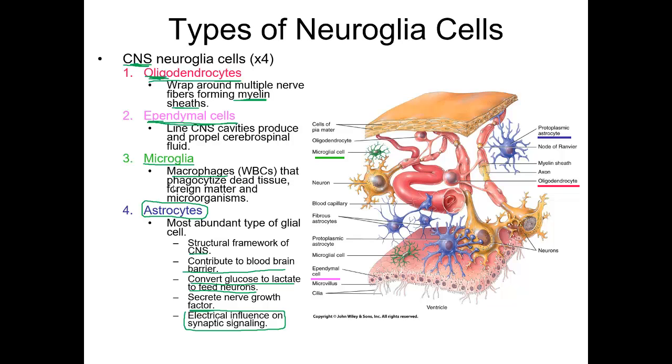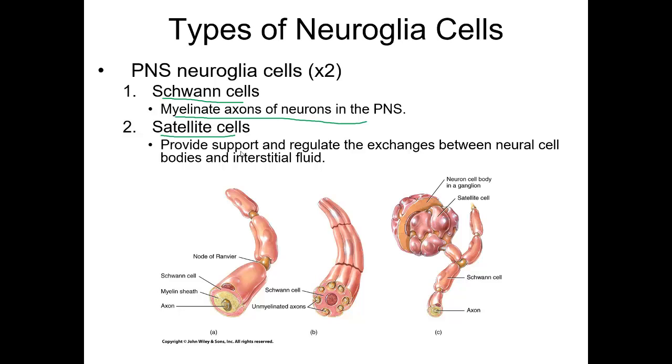The glial cells of the peripheral nervous system are only two. They are Schwann cells and satellite cells. Schwann cells myelinate the axons in the peripheral nervous system, and satellite cells provide and regulate the environment around neural cell bodies and fluid. So there are no tight junctions and that kind of stuff in the peripheral nervous system. They're basically just maintaining nerves, so they don't have to form tight junctions, the blood-brain barrier, and all that kind of stuff. That's only in the central nervous system.